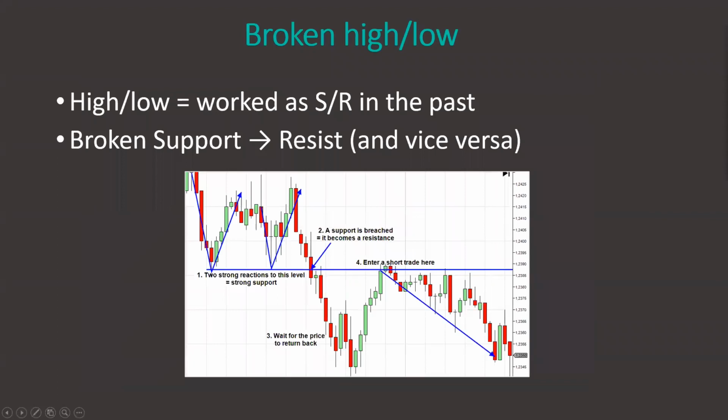Now, another setup is called broken high or low. And it works with the fact that a high or low, I mean a significant high or low, works as a strong support or resistance in the past. Let me do a little drawing here.